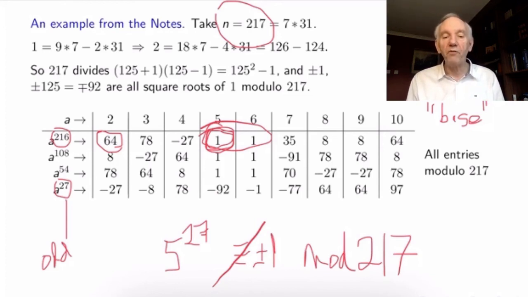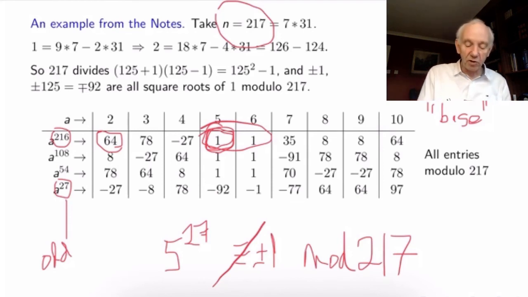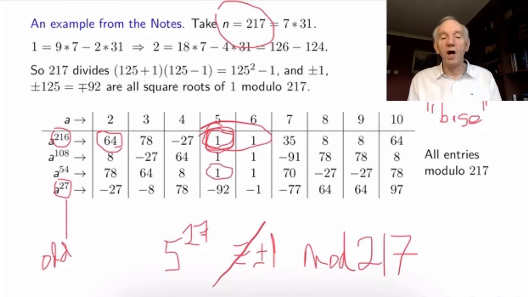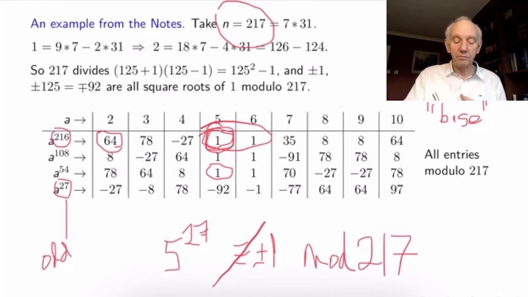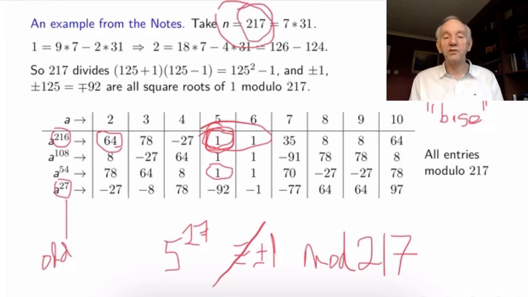So therefore, this number can't be prime, because according to our lemma, if we take a square root of 1, we would have to get plus or minus 1. Here 5 to the 27 is a square root of 5 to the power 54. So it fails Miller's test. This number, 217, fails Miller's test to base 5. Just using the base a equal to 5, we've detected that 217 is not prime.